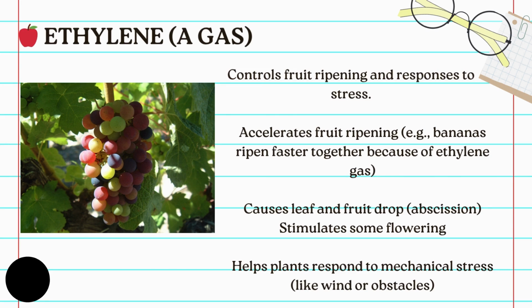And avocados as well. It also causes leaves and fruits to drop, and it does also help with flowering, and it also helps plants respond to mechanical stress like winds or obstacles. And this gas also is another reason why you can't put certain fruits or vegetables in the same space, because the other fruit or vegetable could cause other vegetables to go bad. And this is the hormone that's the cause of that.